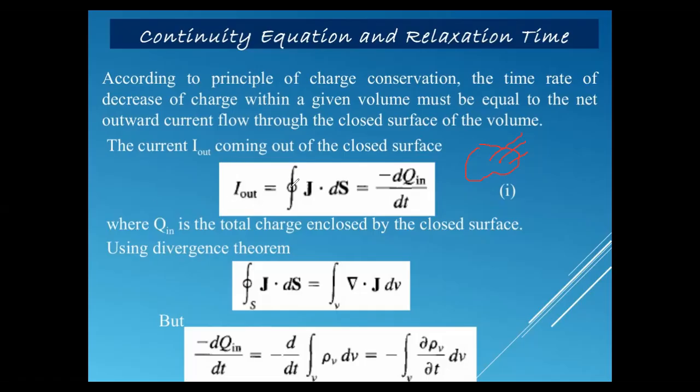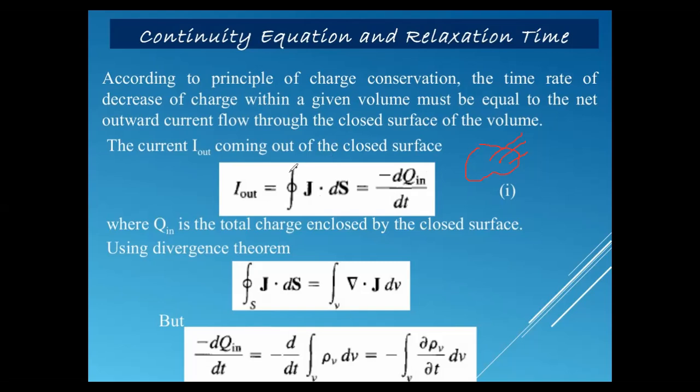I out is equal to the integral of J dot dS, which is equal to minus dq in by dt. Here the figure is not given. The figure would be something like that. That is, there is a closed surface, charge is there, and charges are coming out of this surface. No doubt? No, sir.